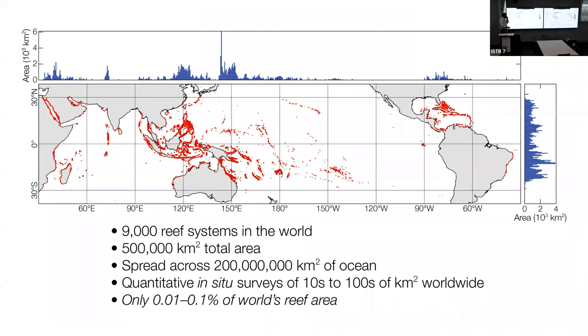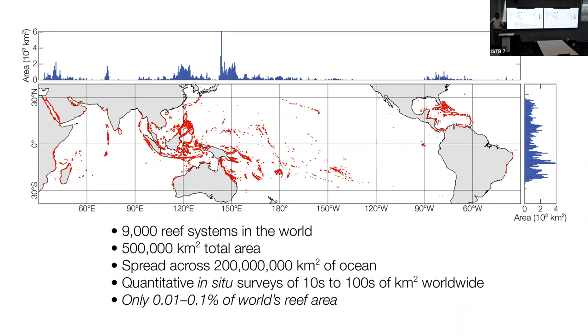Oh, right, the reef global ecosystem. This is a nice map of where the reefs are, showing a histogram by longitude and a histogram by latitude. There are about 9,000 systems in the world, about 500,000 square kilometers of reef. Not a lot of area. That's why reefs don't contribute to global biogeochemical cycles, because they cover a very small footprint. But they're spread over 200 million square kilometers of ocean. So you can't really just hop in and look here and there.